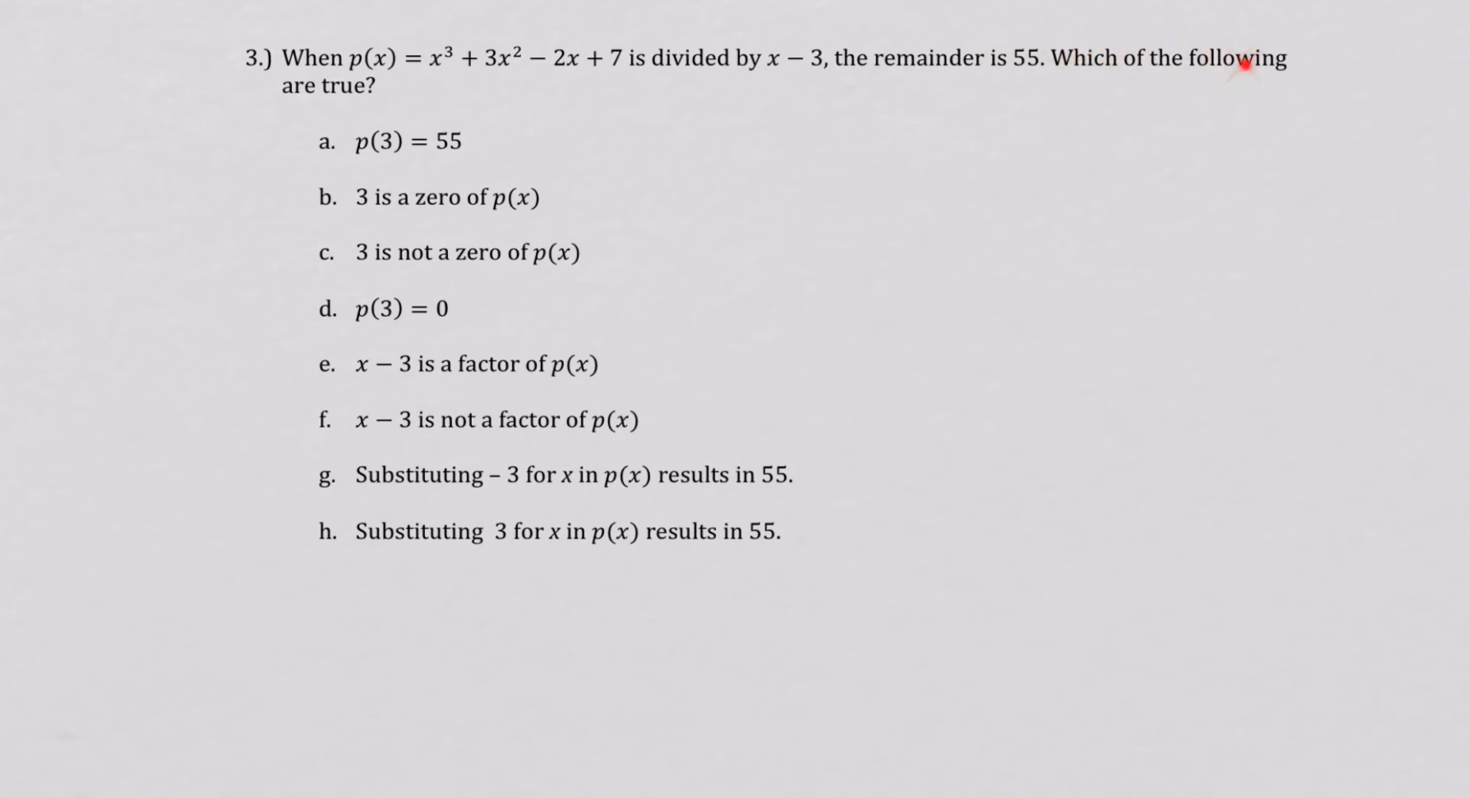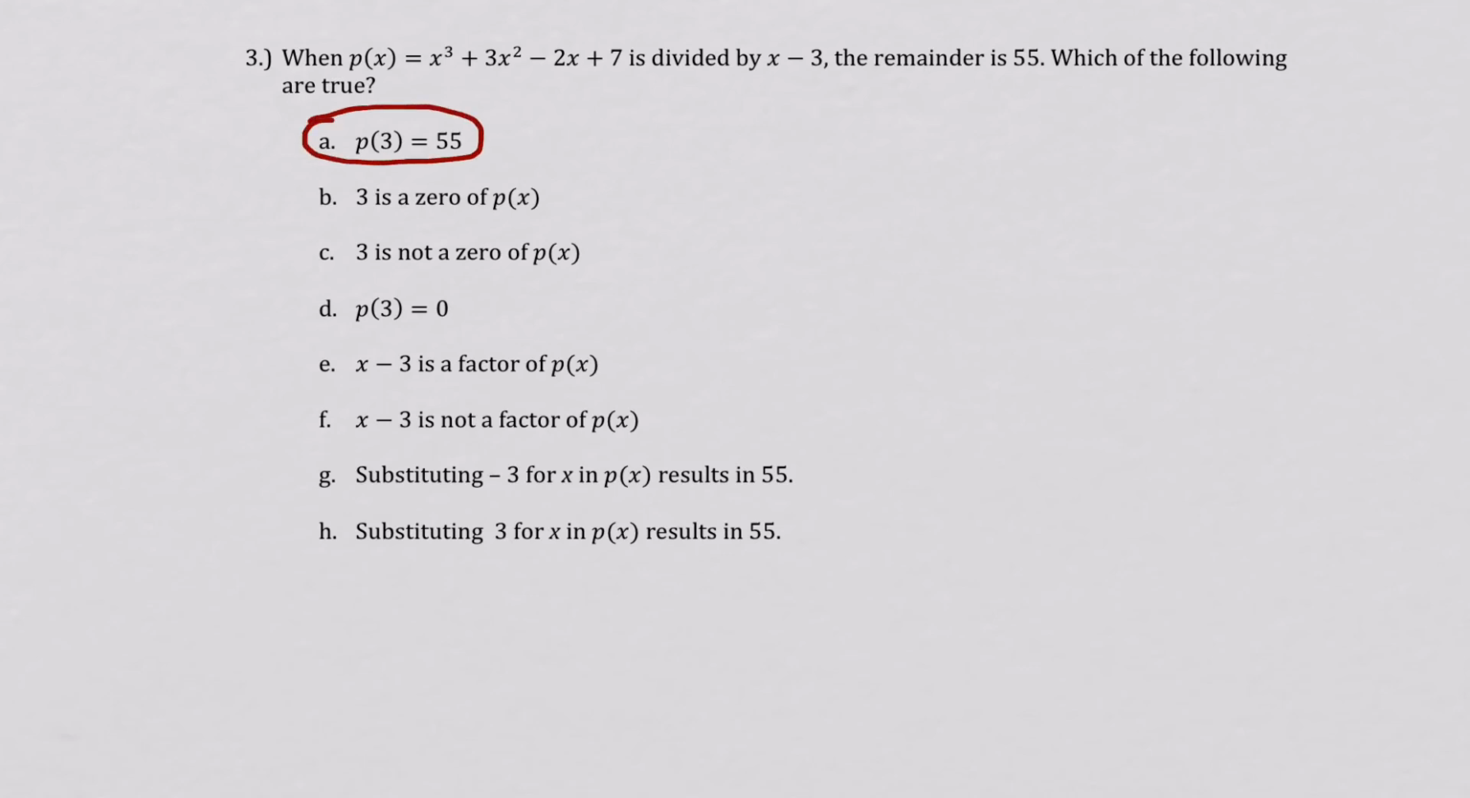The question is, which of the following are true? Now this is a multiple response, so we can choose as many as we feel are true. So first one, p of 3 equals 55. That means that when I plug in 3 into my function, I will get out 55. Is this true or not true? The answer that you should come up with is true.